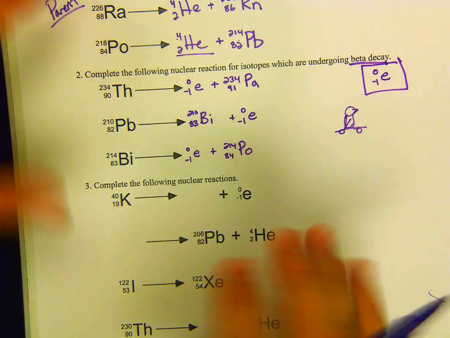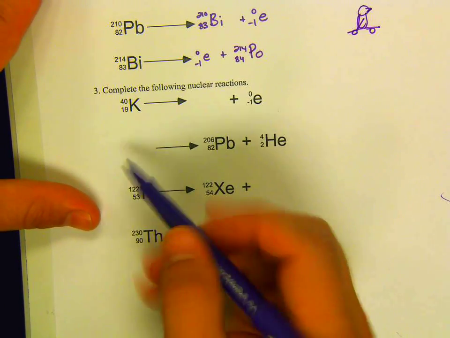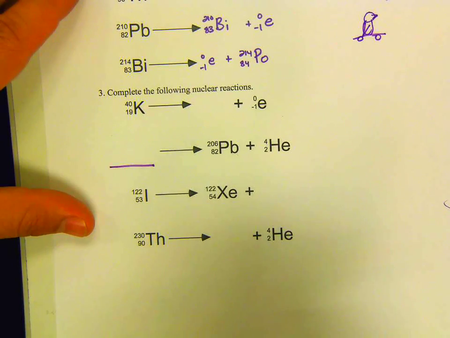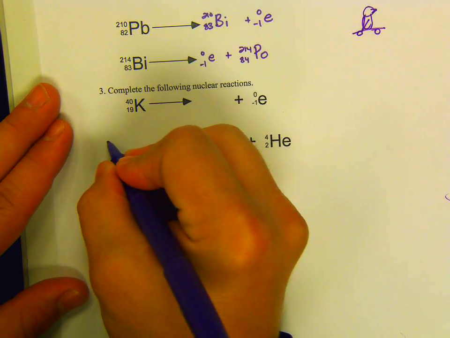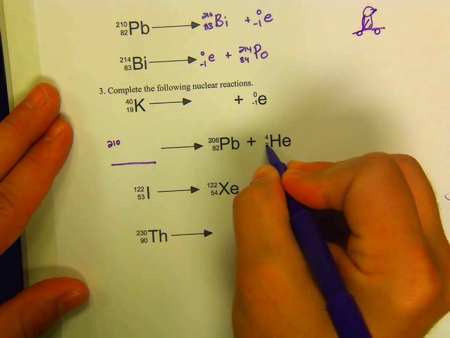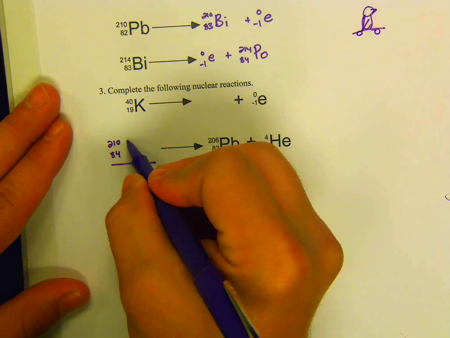Okay, now what if we did the opposite down here, and I want to jump to this example. How could we figure out what the parent isotope was? Just add them up now. 4 plus 206 equals 210. 2 plus 82 equals 84. And then again, element 84 is polonium.